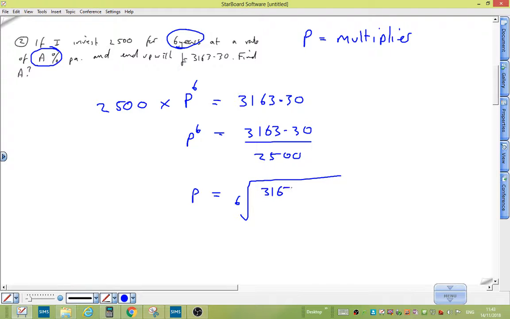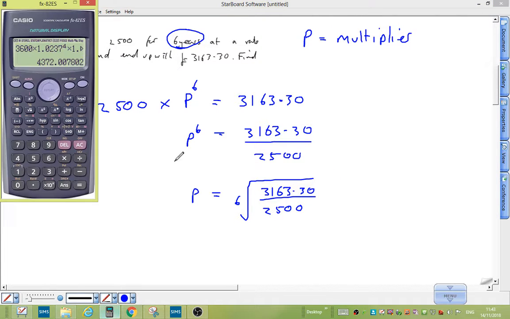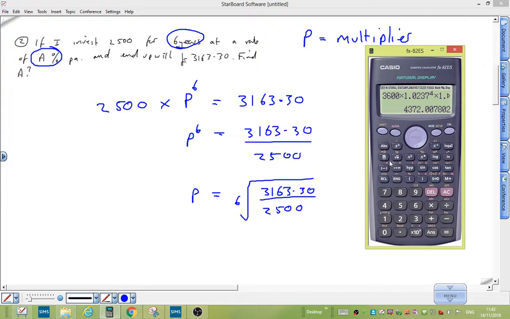It's 3163.30 divided by 2500. Okay, and where you find that on your calculator is this, the 6th root. It is, if I look closely, there it is. See it? Just there in orange or red, whatever colour that is. Shift that. You choose the type of root you want to go there, which is 6. You choose the number to go there, which is a fraction, and it is 3163.30 divided by 2,500, and you just work it out.